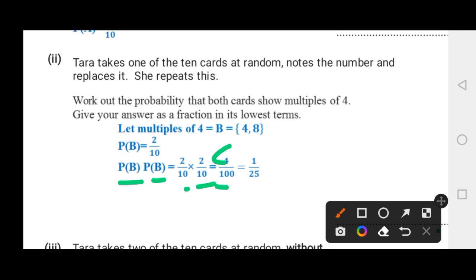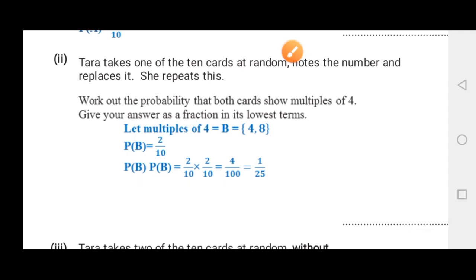If you simplify it, the answer will be 1 by 25. This is the probability that both cards are multiples of 4.